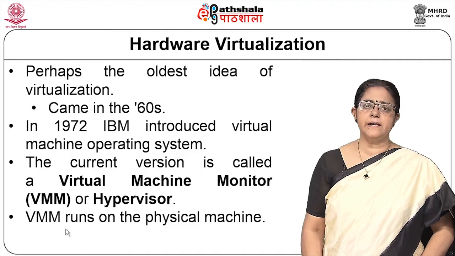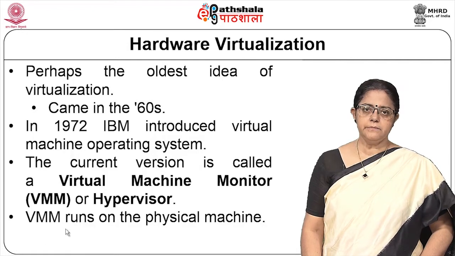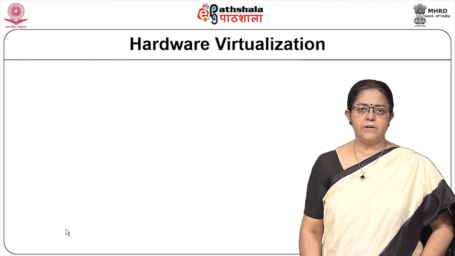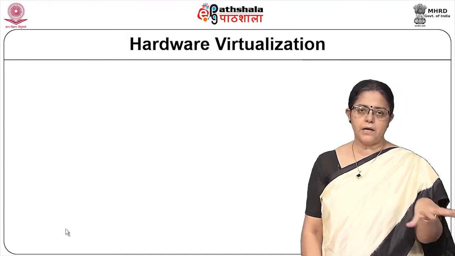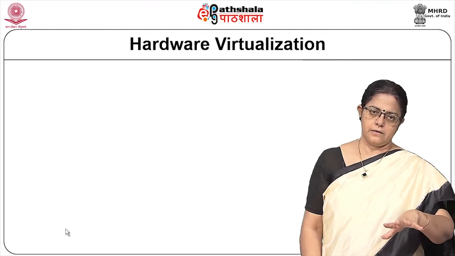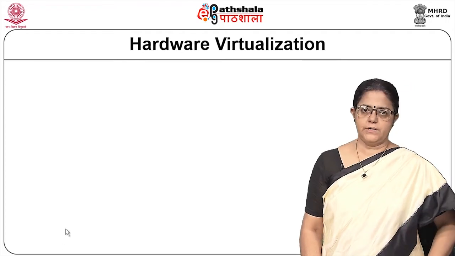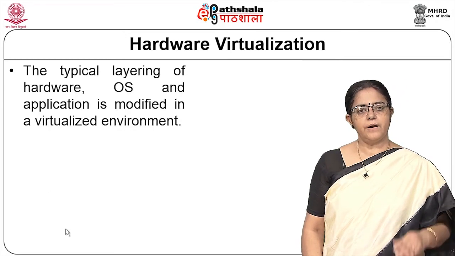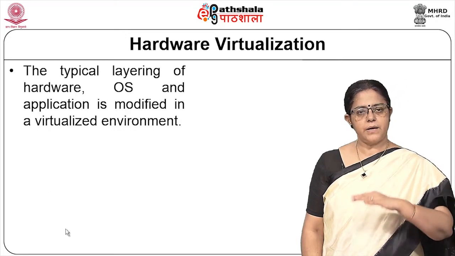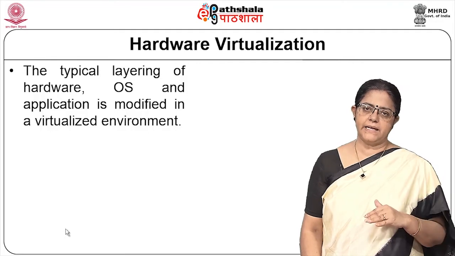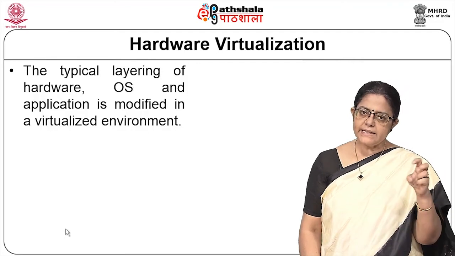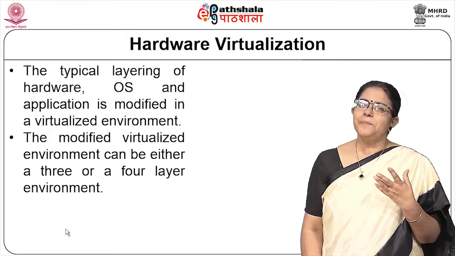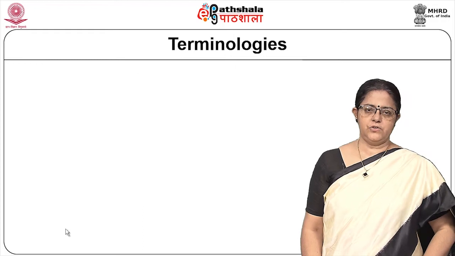This hypervisor runs in the system and helps virtualize the hardware at the HAL level, which means all the hardware underlying the ISA will be virtualized using this mechanism. The typical layering of hardware, OS and then application is modified with another layer of virtualization. That is how we typically visualize virtualization.